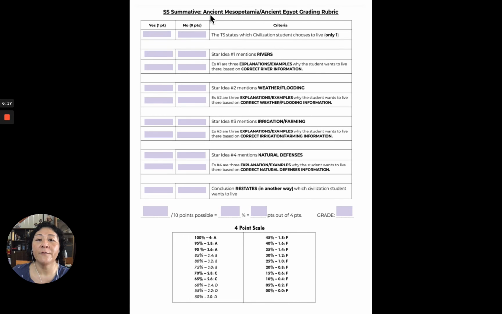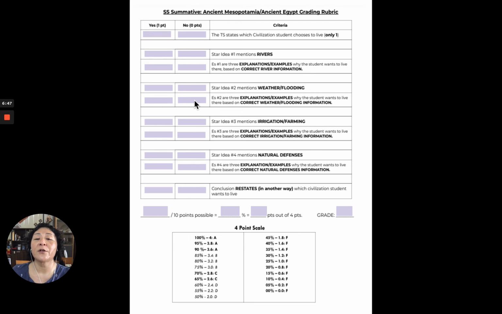Slide 5 basically tells you how you are going to be graded. The topic sentence states which civilization the student chooses, and you can only choose one, yes or no. The star idea mentions rivers, yes or no. The E's are 3 explanations or examples of why the student wants to live there, based on the correct river information, yes or no. Star idea 2 mentions weather and flooding, yes or no.